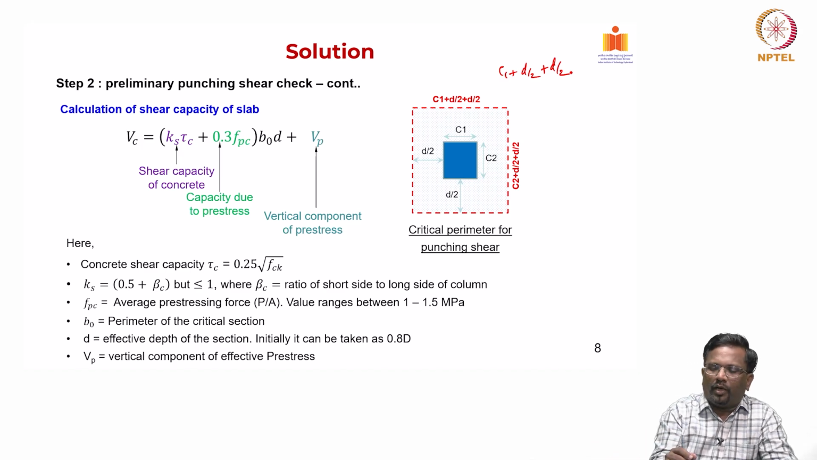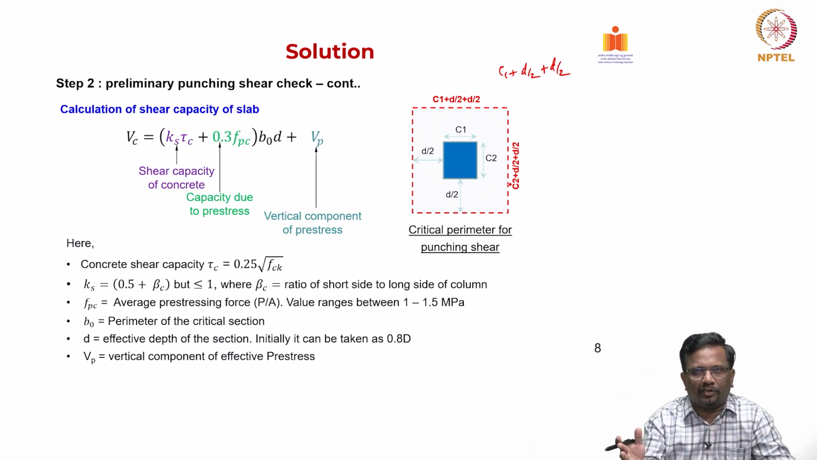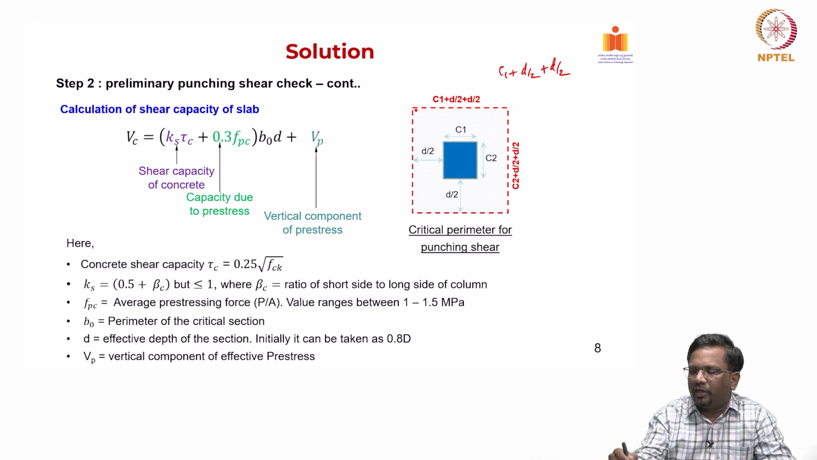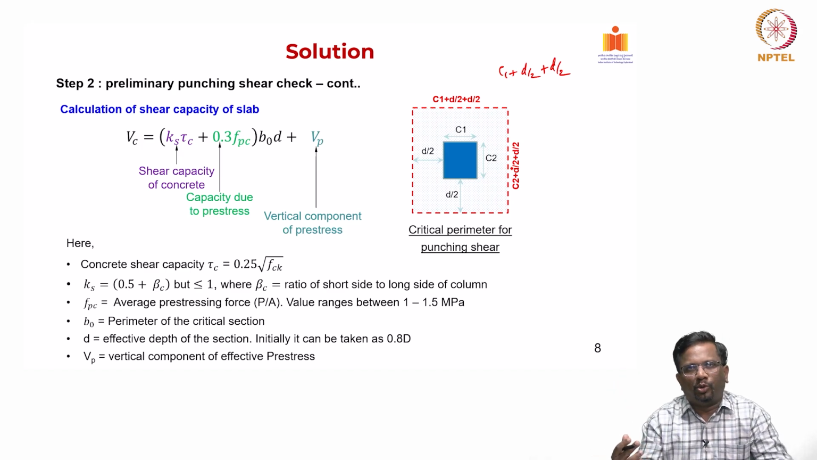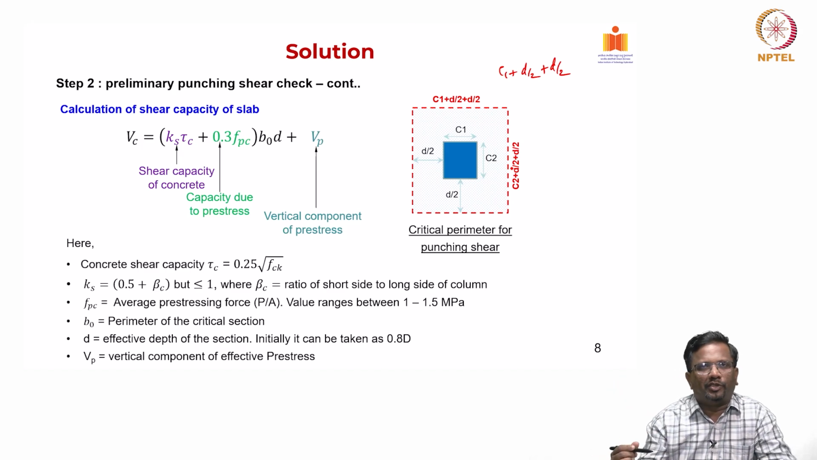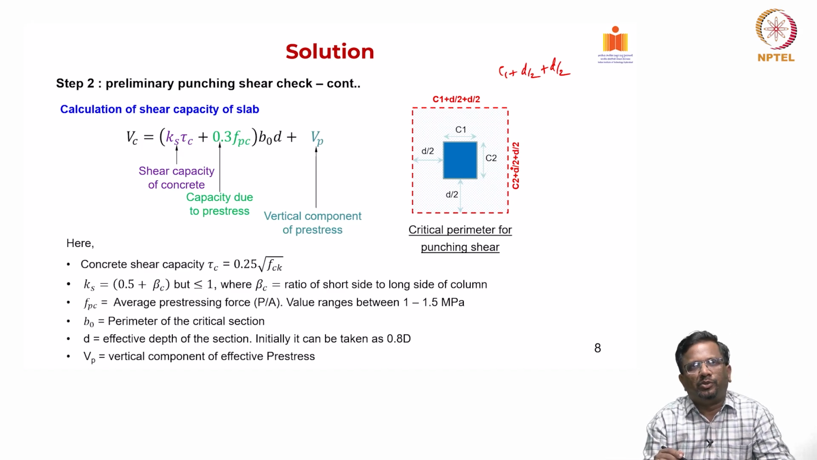Okay. Now, what is that? So, this is the area. In one-way shear, we know that it is the width of the slab multiplied by the effective depth that is resisting. But in two-way shear, that entire perimeter area is actually resisting that two-way shear, right. So, that is punching shear. Now, I have to calculate the capacities using that.